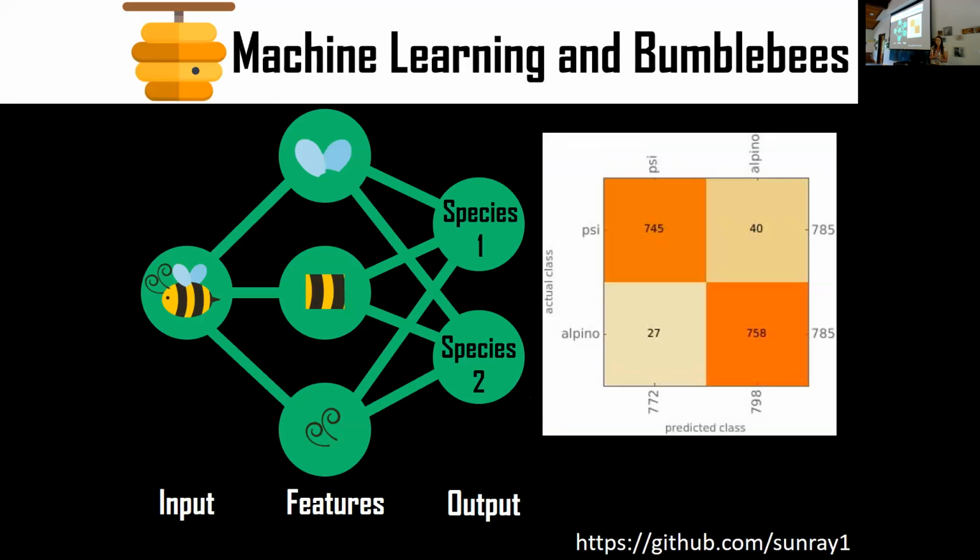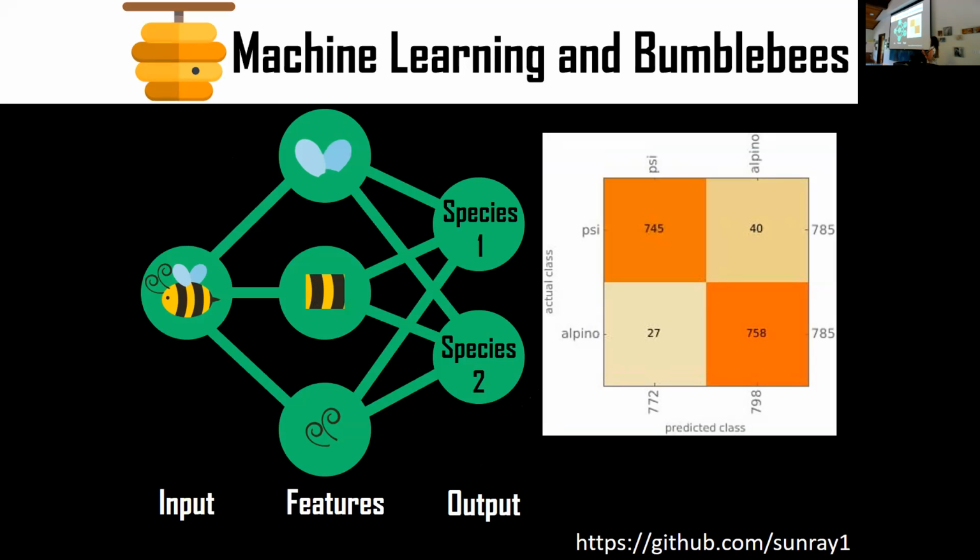The second thing that I've worked with is machine learning in bumblebees. A lot of this has to do with looking at bumblebee species and developing models to figure out what species each bumblebee is. And we did a lot of this work at the Smithsonian, which has a really, really large bumblebee collection. The idea is that you can pull out different features of these bumblebees to develop these models.